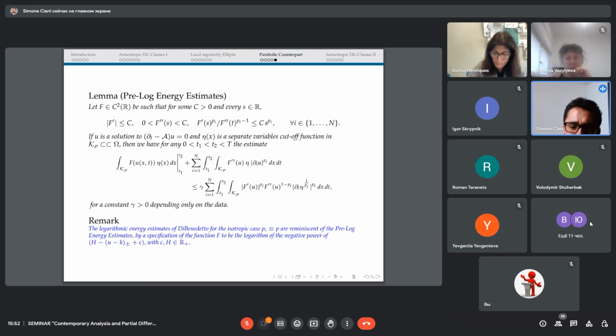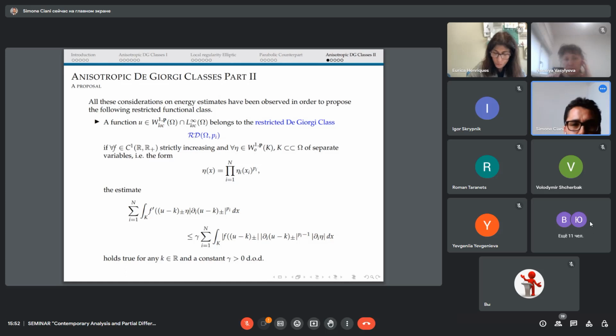Well, arrived at this point, one is tempted to make a proposal about anisotropic De Giorgi classes, which is, let's say, a restriction of the previous one, because we saw that the classes D omega p, the anisotropic classes introduced by Di Castro, Baroni, and Palatucci, were not enough, at least for the moment. Because of the non-homogeneity, they don't contain so much information about the functions. An idea could be to restrict the set of these functions to a restricted De Giorgi class that we call RD omega p.